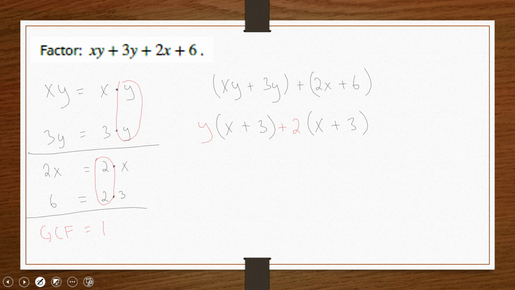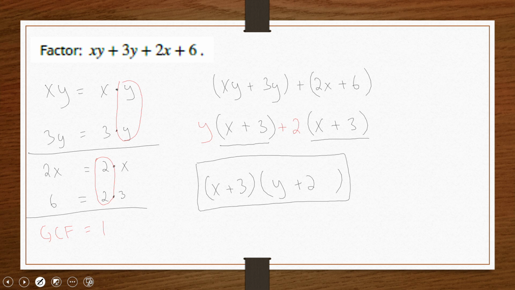Now this looks like the scenario we had previously, where a binomial is now our GCF. By identifying that binomial as our GCF, I can pull it out front and again rewrite the sum of the remaining factors. In this case, y plus 2. So there's my answer.